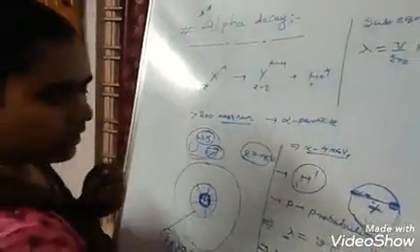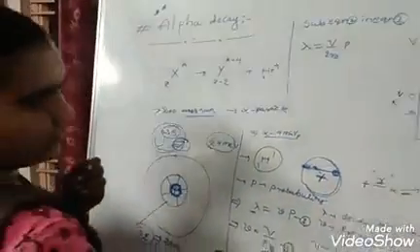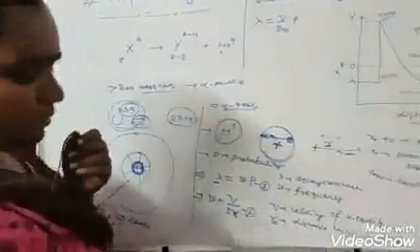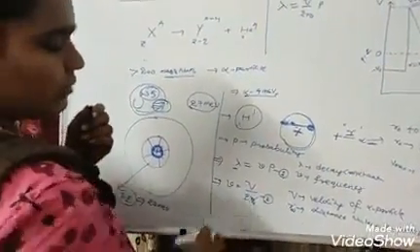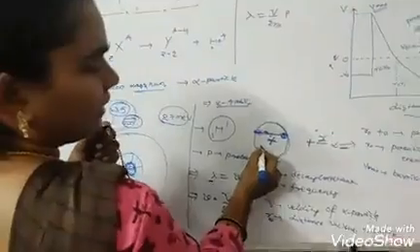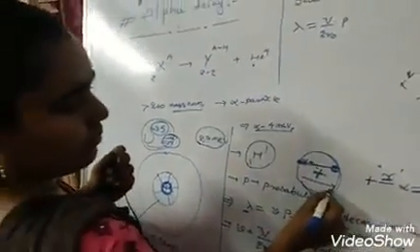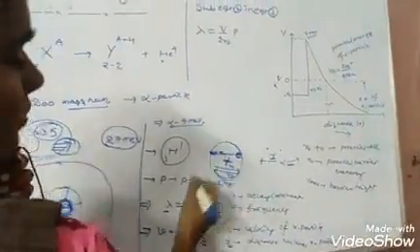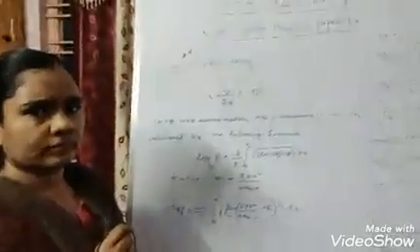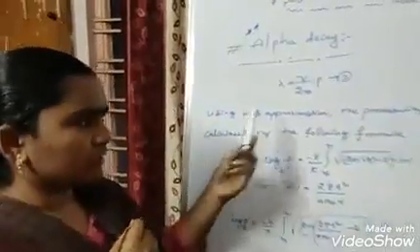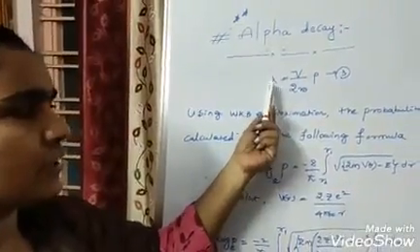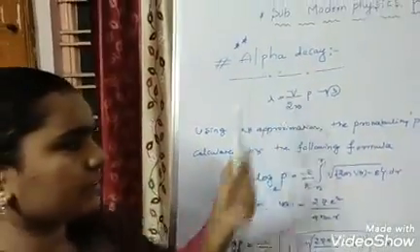One thing: why are we taking 2 r naught? Actually r naught is the radius, so 2 r naught is the diameter of the nucleus. The alpha particle moves like this and bounces back to the other side, so r naught plus r naught, that is why we take 2 r naught. So lambda, this is the third equation, where lambda is the disintegration constant or decay constant, V is the velocity, and P is the probability.